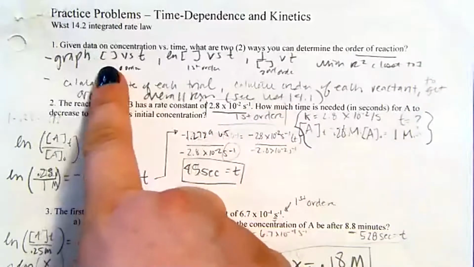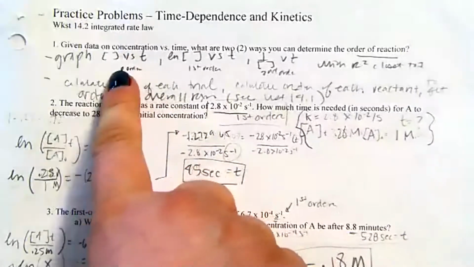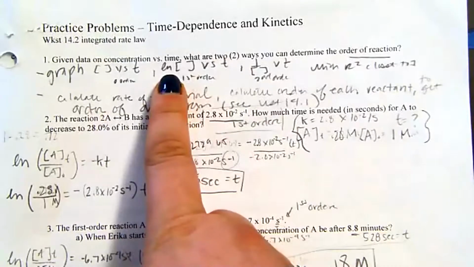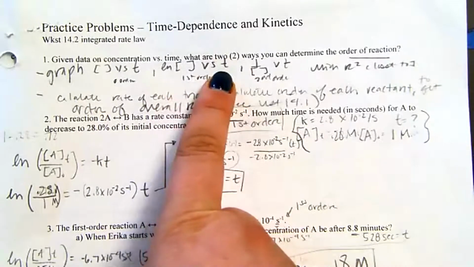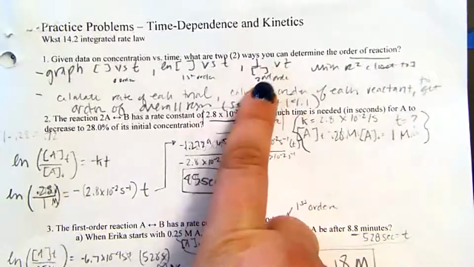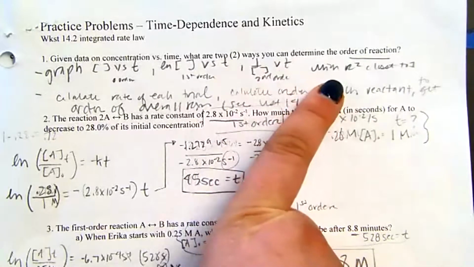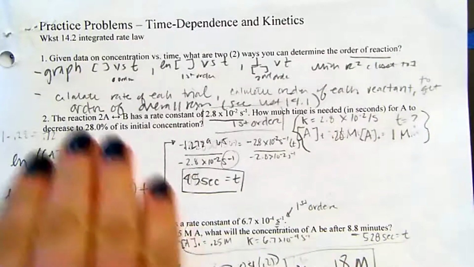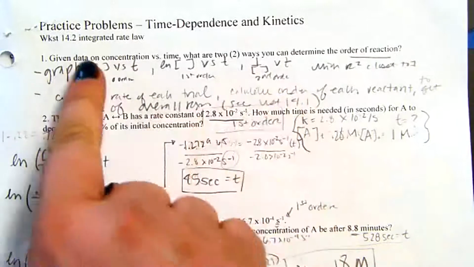Or you can graph concentration versus time. If that gives you a nice R squared close to 1, then it's zero order. Then try graphing the natural log of each of your concentrations versus time. If that one's a nice R squared close to 1, then it's first order. If you graph 1 over concentration versus time and you get an R squared close to 1, then it's second order. So those are the two different ways of graphing that experimental data.